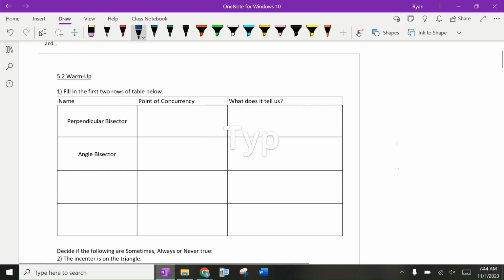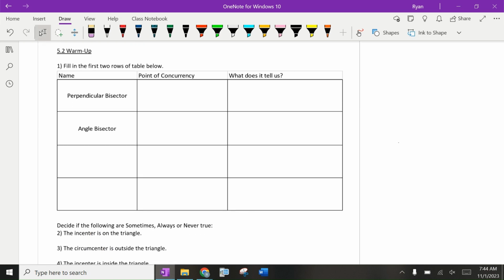All right, so in section 5.2, we're starting off with this warm-up, and we want to fill in the first two rows of this table. After today, we should be able to get the bottom two rows. But when we have the three perpendicular bisectors of a triangle intersecting, the name of the point where they intersect we call the circumcenter.